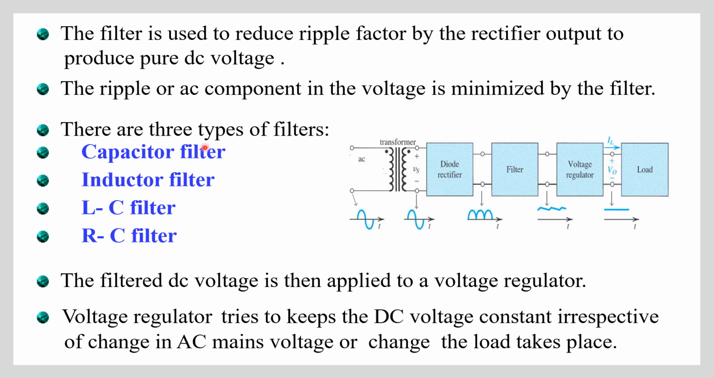The ripple is minimized. Then this filtered DC voltage is applied to the voltage regulator. You can see here now the ripple has been removed. Now the voltage regulator tries to keep this DC voltage constant irrespective of change in AC mains voltage or change in the load voltage. So it keeps the voltage at a fixed constant value.